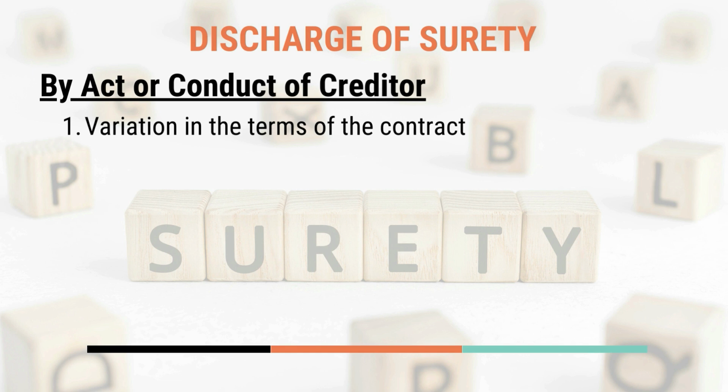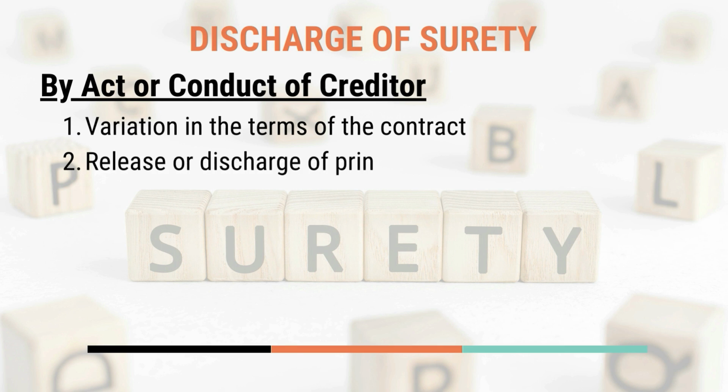Under this point, when will it be assumed the role of surety is over? Number one, variation in the terms of contract. If at any point of time the contract is updated, revised or changed, then in that case the surety will be given an option to be part of the contract or not to be part of the contract. If the surety opts for the second option, not to be part of the contract, then it will be assumed the role of surety is over.